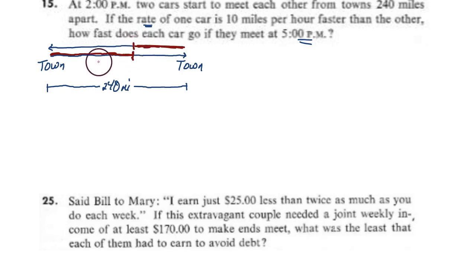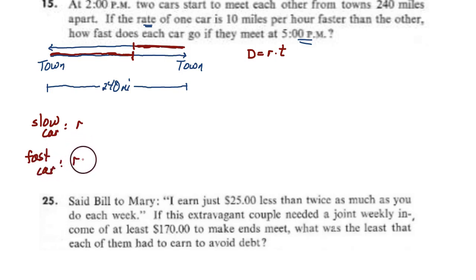We can model the distances traveled by those cars because we know the formula distance equals rate of speed times time of travel. Let's choose variables to represent the rate of speed of the two cars. For the slow car, let's use the letter R for its rate of speed. For the fast car, we can use the expression R plus 10 because we know it goes 10 miles per hour faster than the other.